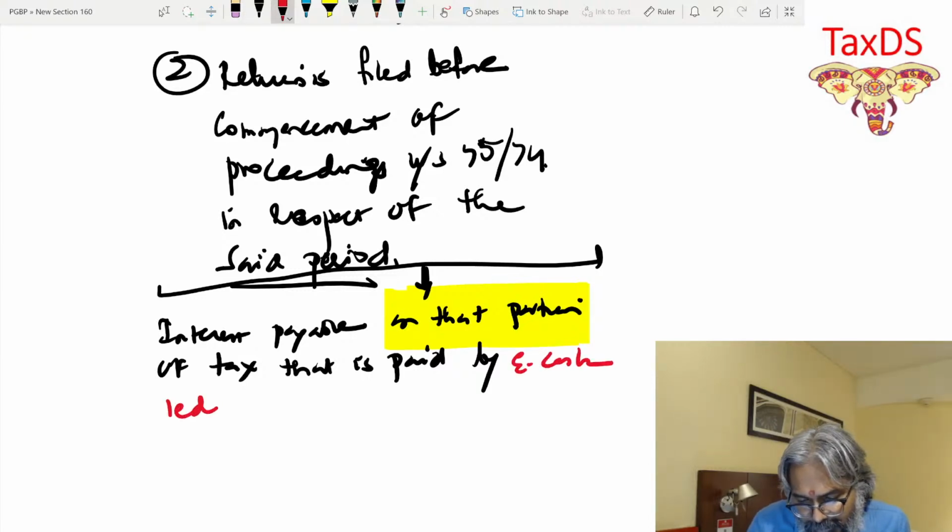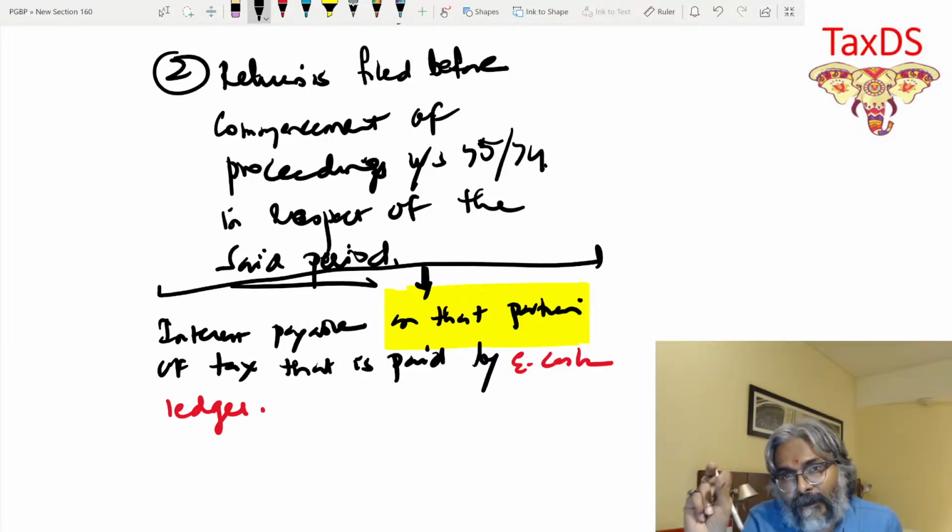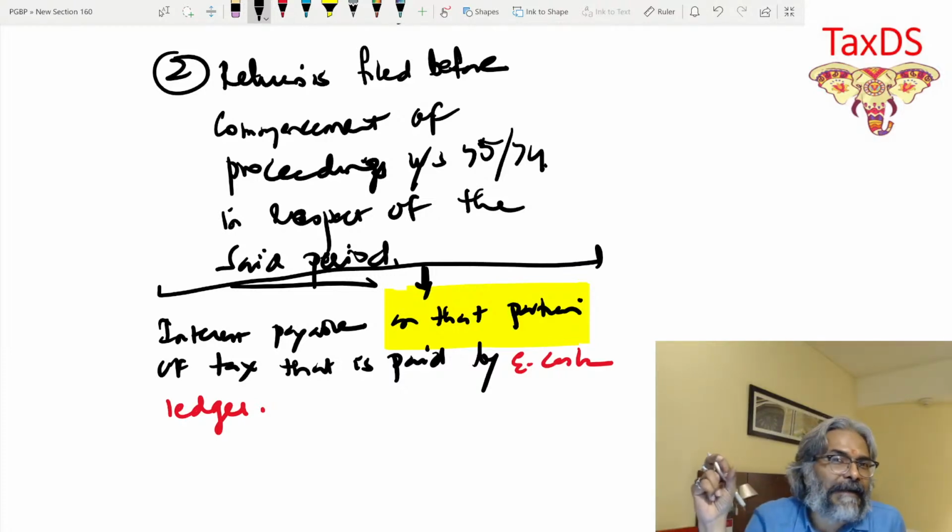e-cash ledger, students. Because obviously, do you pay the tax by utilizing the ITC? Yes. So will you be required to pay interest on that portion which you have paid by utilizing the ITC? And the answer is no. Only on that portion of the tax that you have paid by utilizing your e-cash ledger account, only on that, the interest at 18% will be calculated.